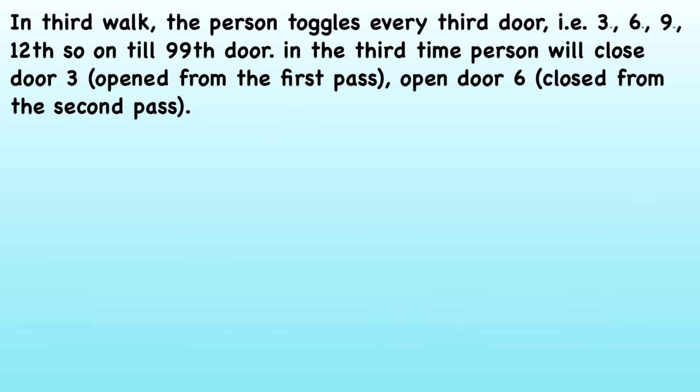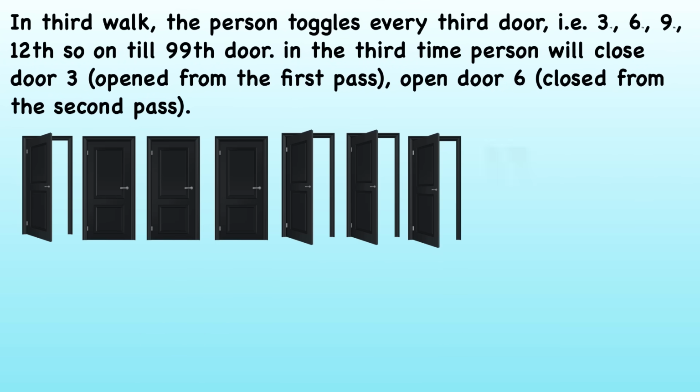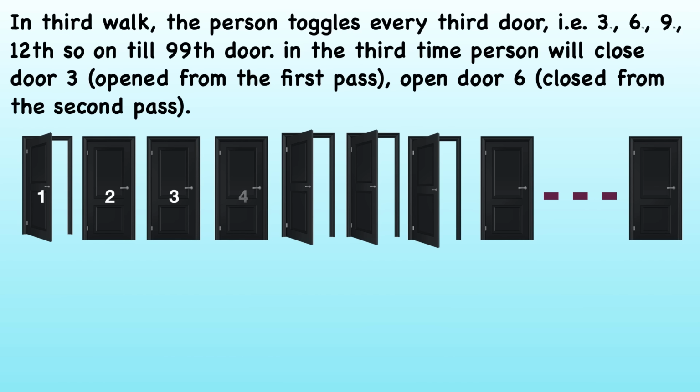In the third walk, the person toggles every third door, that is 3rd, 6th, 9th, 12th, and so on till the 99th door. In the third walk, the person will close door 3, opened from the first pass, open door 6, closed from the second pass, and close door 9, opened from the first pass, open door 12, closed from the second pass, and it repeats.